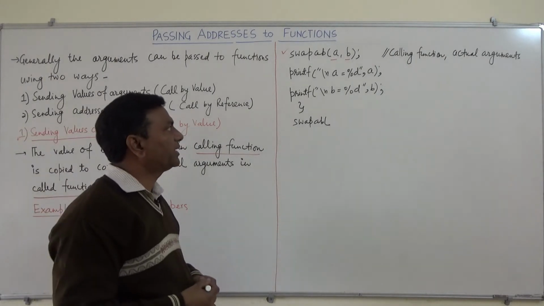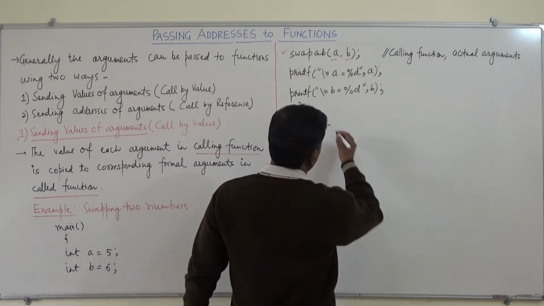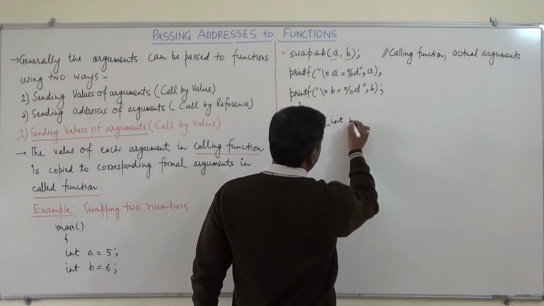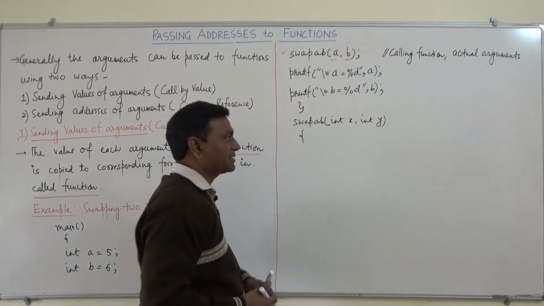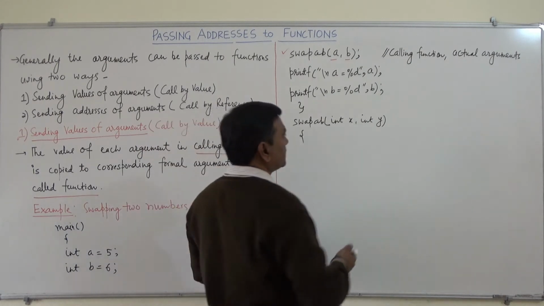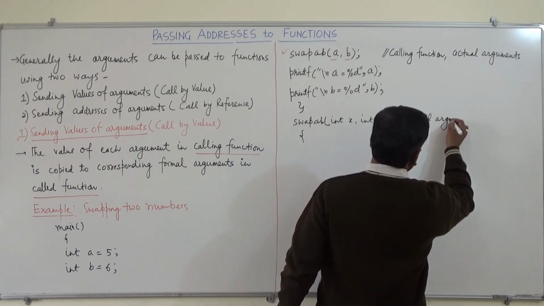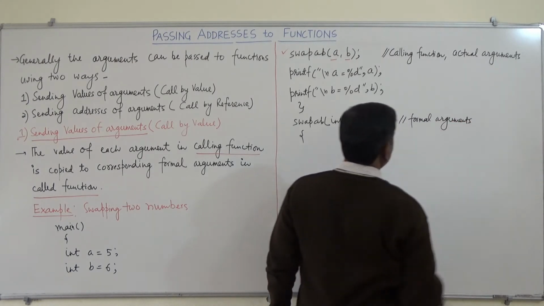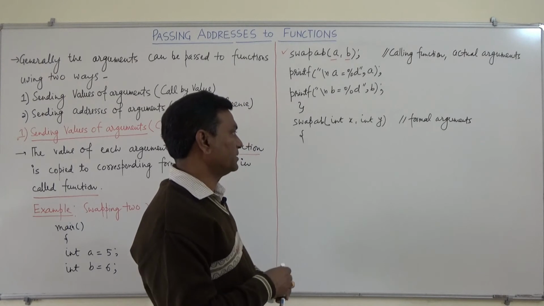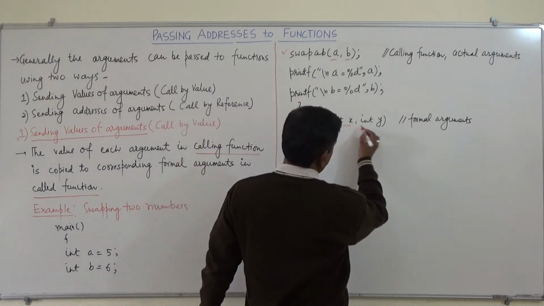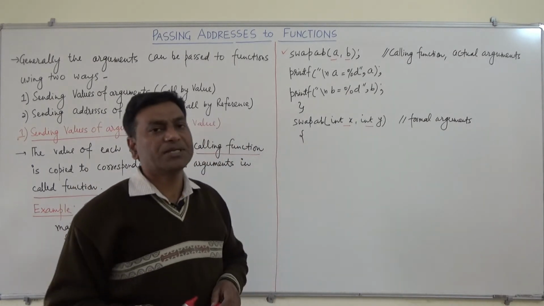So what we will do, we will take two arguments of integer type. So here we will take two variables, int x and int y. Here x and y are known as formal arguments. These are the actual arguments and these are the formal arguments, x and y.